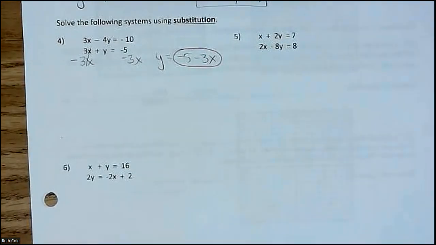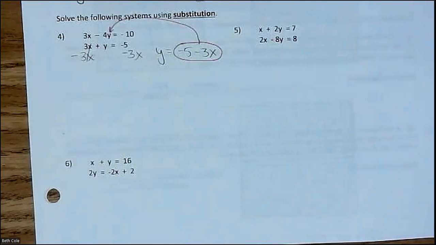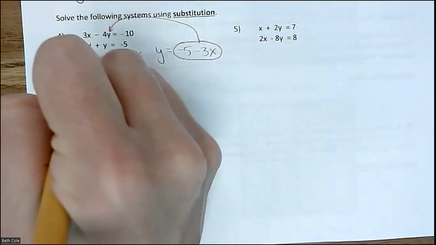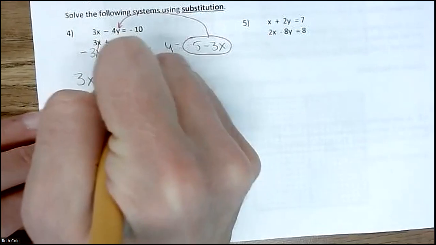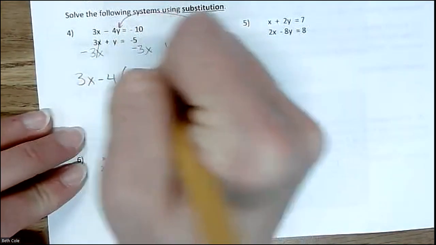Yeah, plug it in for which variable? Y. Good. We're going to plug that in for y. And what do we put around it? Parentheses. Good. I'm going to give it a hug. So it's going to be 3x minus 4, but instead of y, you're going to put all of that.